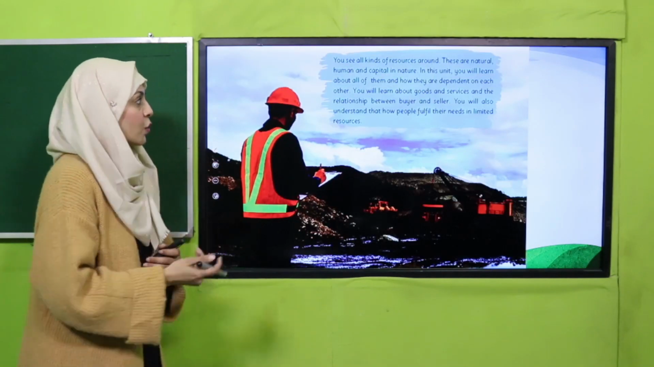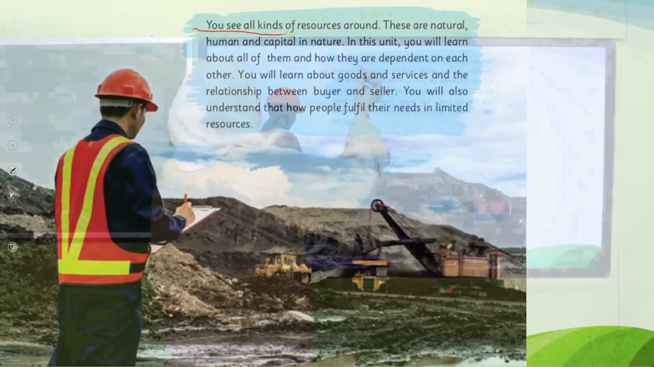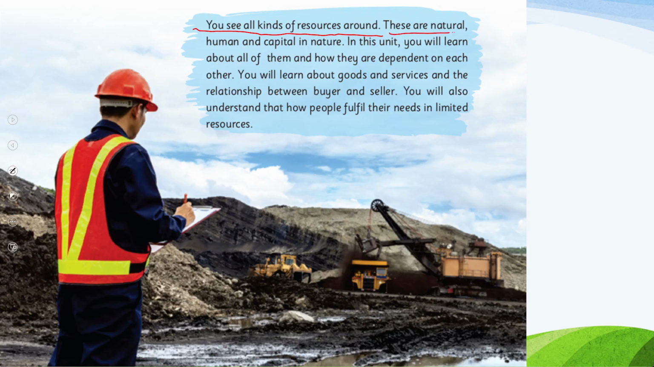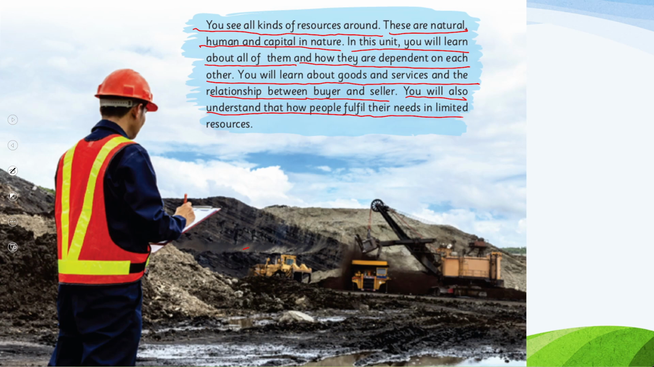In this unit, you will see all kinds of resources around you. These are natural, human, and capital in nature. In this unit, you will learn about all of them and how they are dependent on each other. You will learn about goods and services and the relationship between buyer and seller. You will also understand how people fulfill their needs with limited resources. So this unit is all about different types of resources.